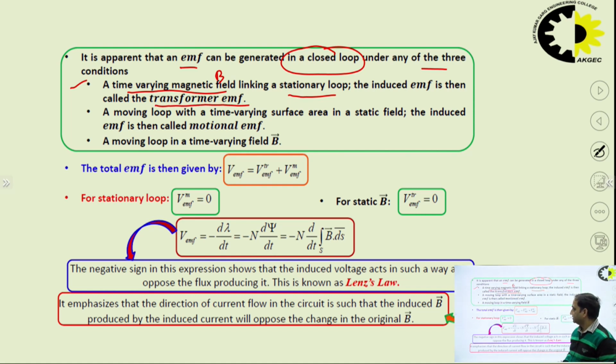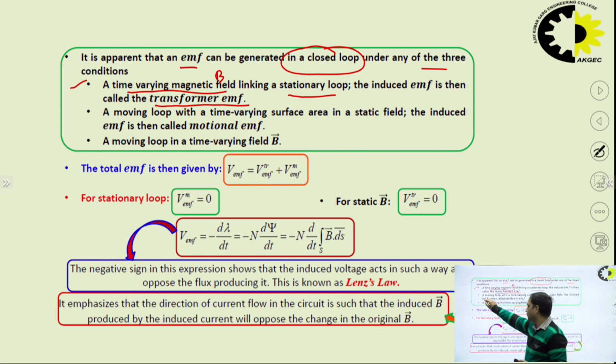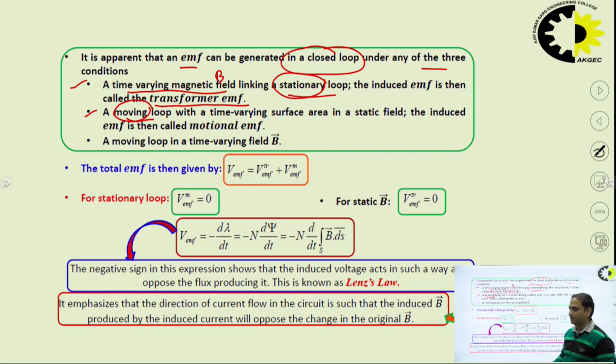Correct? Second case, when we have the loop moving and the magnetic field is constant or static, and the loop is moving. In this case, the motional EMF will be there. So a moving loop, right? In the previous case, we had the stationary loop. Here we have the moving loop with a time varying surface area in a static field. This type of induced EMF we call the motional EMF.